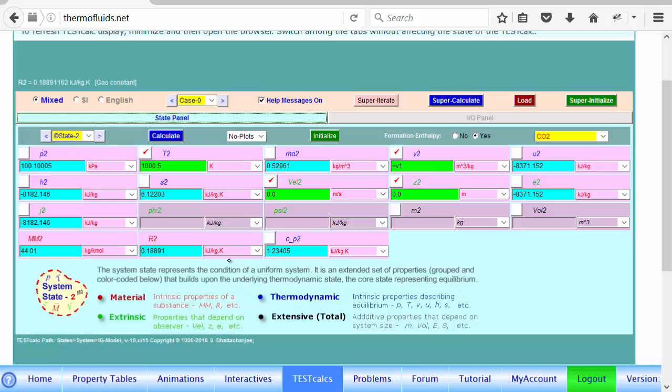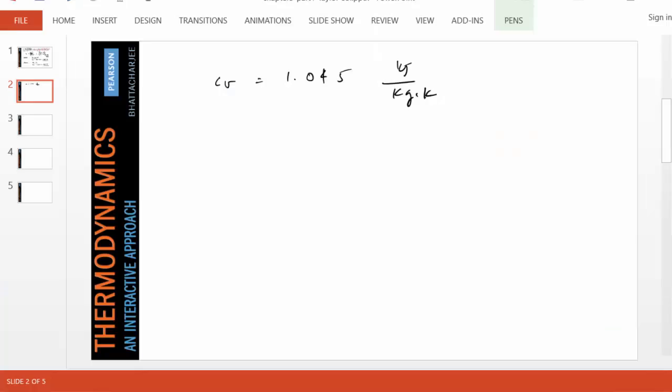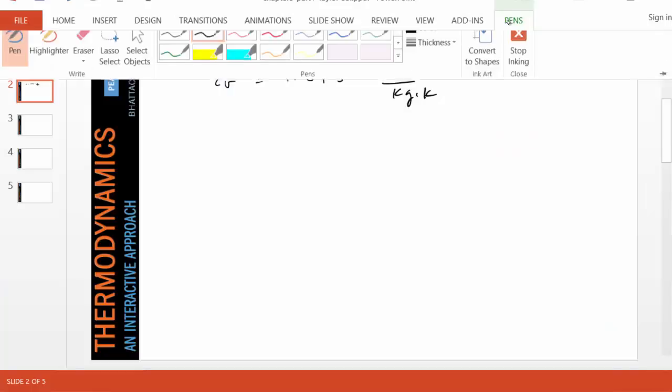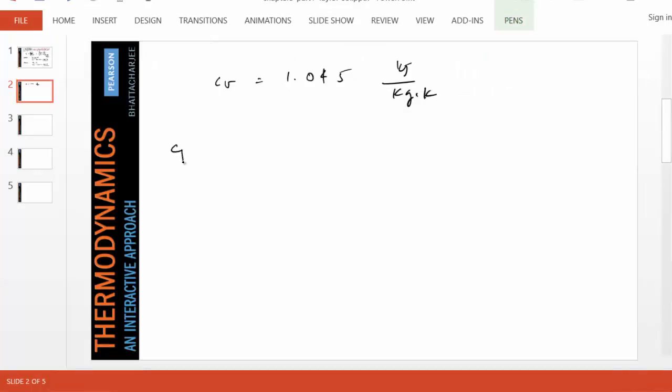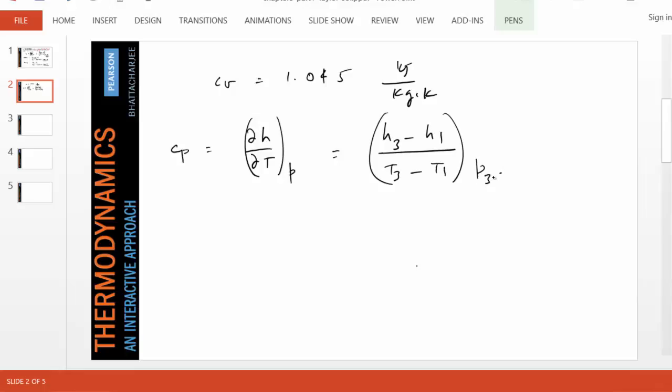Okay, let's go find out what is CP. Once again, we know from the definition of CP, CP is given as del H del T at constant pressure, which equals H2 minus H1. We used state 2 and 3 already. So let's say it's H3 minus H1 divided by T3 minus T1 when you hold the pressure at state 3 the same as pressure at 1.